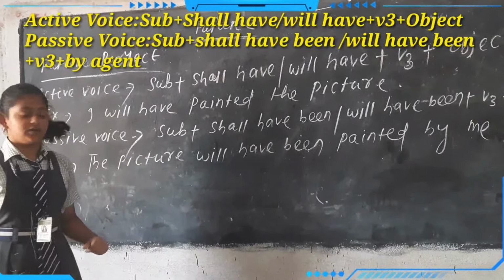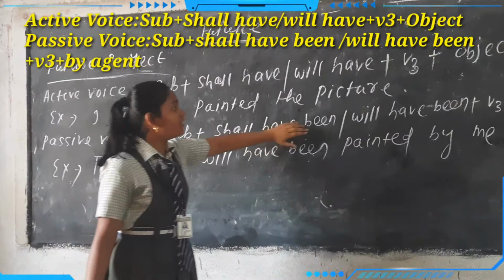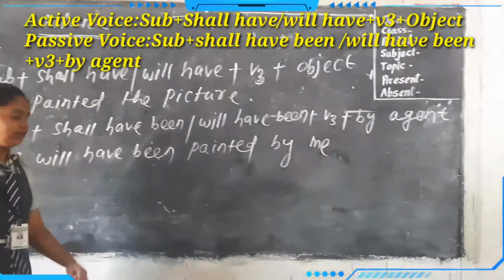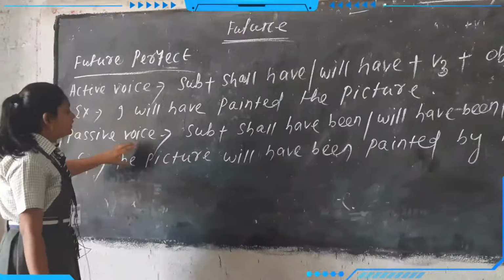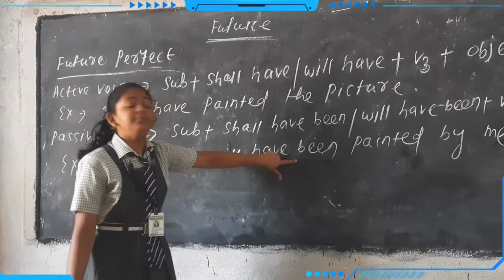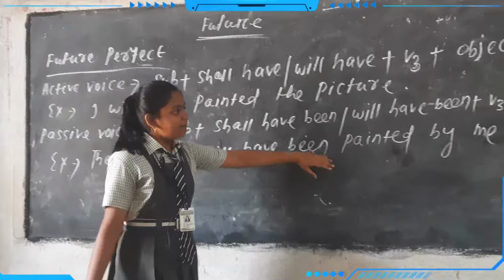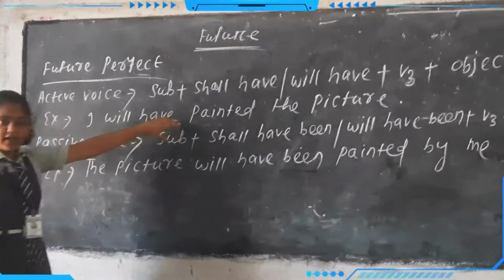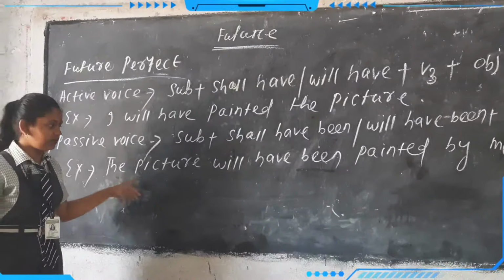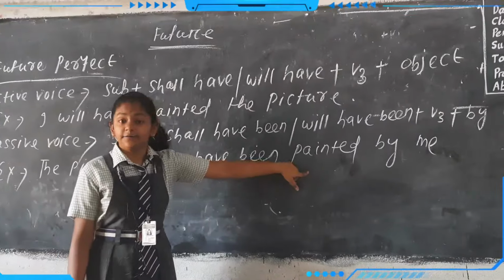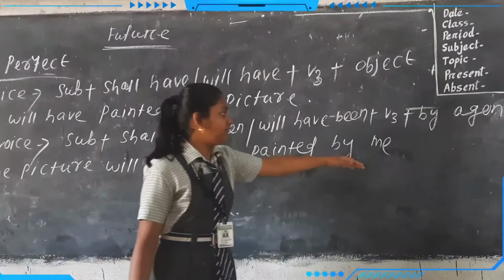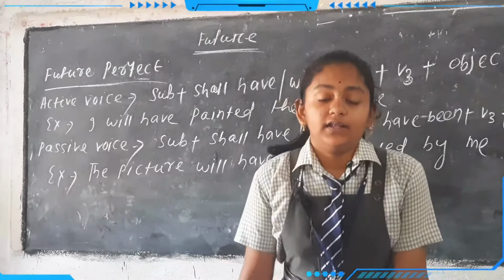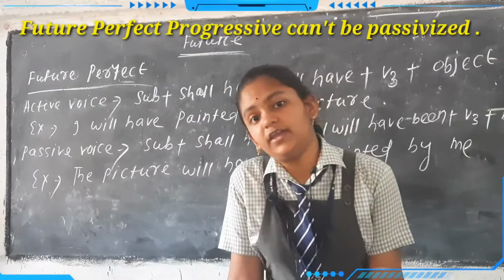In the passive voice, the structure is subject plus shall have been or will have been plus verb 3 plus by agent. The example is, the picture will have been painted by me. Here see, been is added in the passive voice. The picture was the object in the active voice, and in the passive voice it becomes the subject. Will have been painted, painted is the verb 3 form. By me, by agent. We have to remember the structure. Now the future perfect progressive form also cannot be passivized.